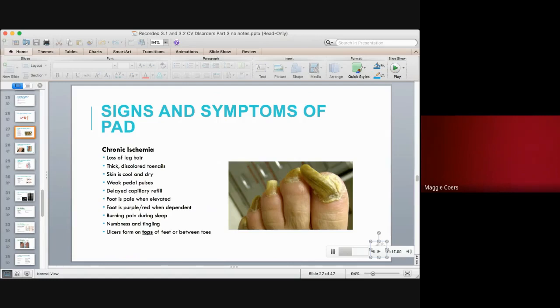And it's due to blood flow to the foot, which is usually done by gravity. So when our feet are dependent, or down, gravity is pulling that blood down, and the foot gets very purple, very red in color. Once we elevate the feet and they don't have that gravity pulling the blood flow down to the extremities, our foot becomes very pale. So, pale when we elevate it can be a classic sign of peripheral artery disease.